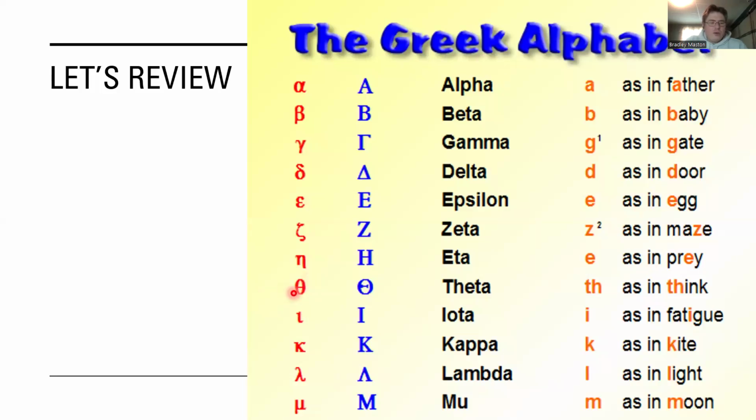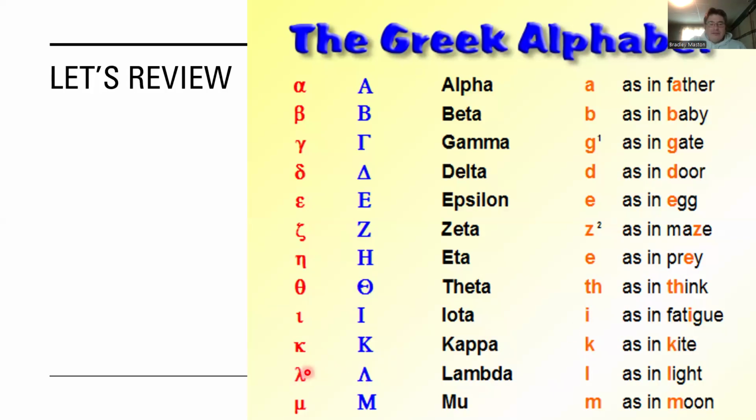Theta is an O with a dash in it, and it gives us that TH sound. We think of that as being two consonants put together to make a th sound, much like the phi, but that is one letter. So every time you see a theta, it's a th sound. Iota gives us that I sound as in fatigue, right?